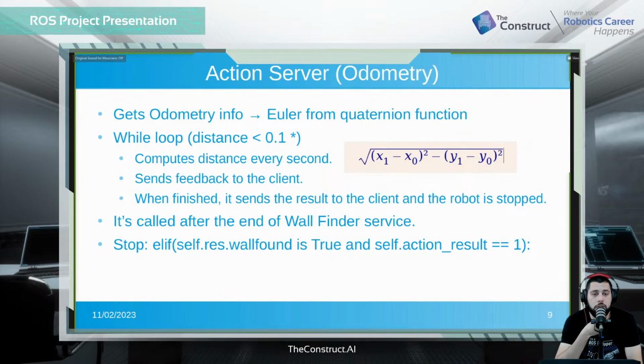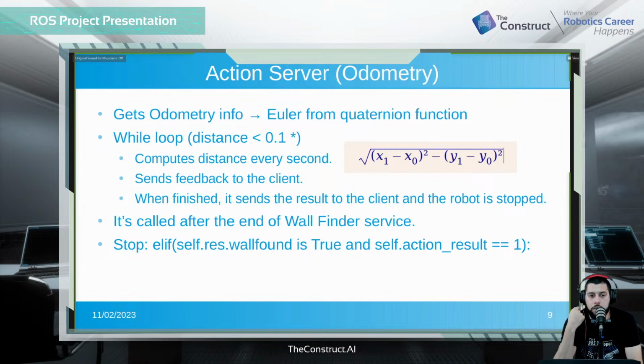Finally, the action server. The odometry: firstly, we have to get the odometry info. Then it gets passed to the Euler from quaternion function, and with that function we get the angle and also all the info.